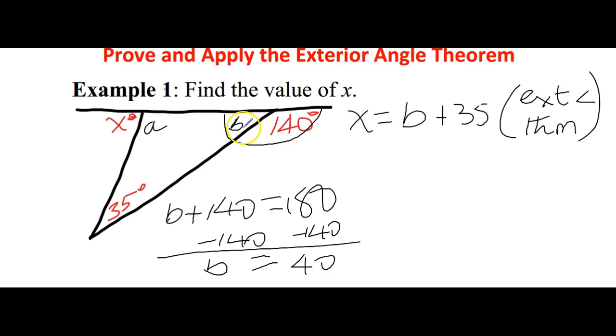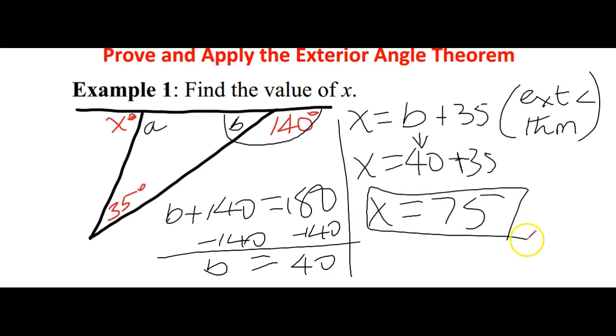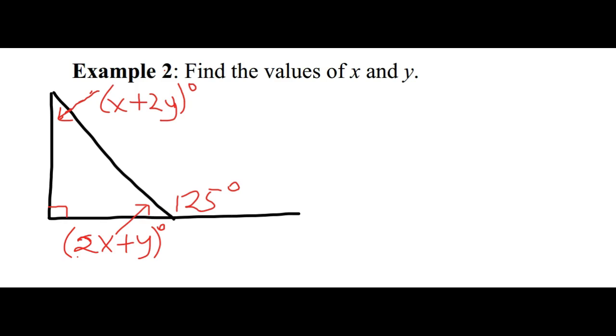Alright, so now that we know what angle B is, we go back here and substitute 40 for B. Okay, so 40 plus 35 is going to give us 75. So that is x, the value of x. Alright, let's look at another one. We are asked to find the value of x and y.